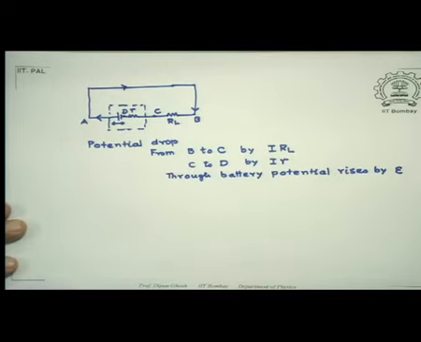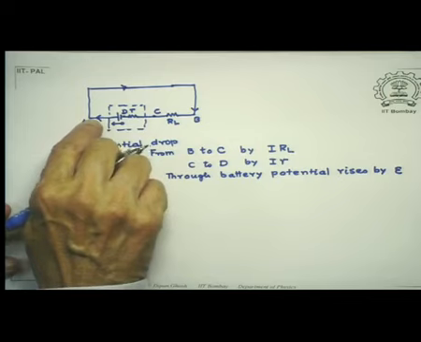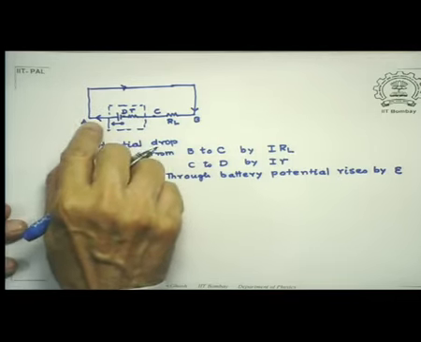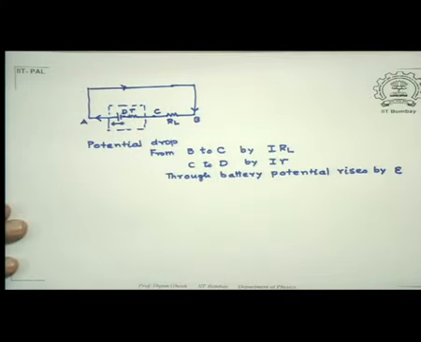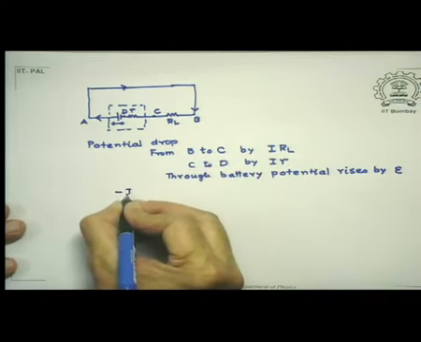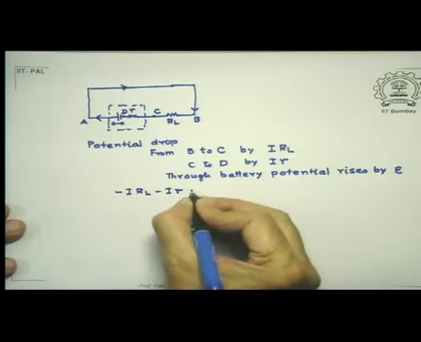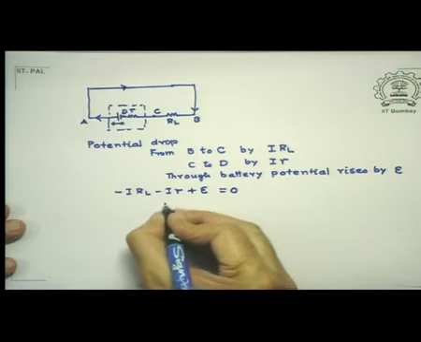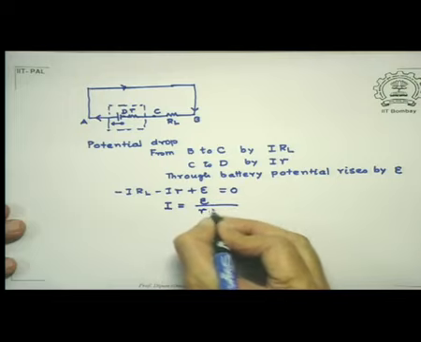So what have we got? Now when I do that, I return back to the point A. So in other words, if I go from A to B through C, D and back to A, this is what happens. I get minus I RL minus I R plus E equal to 0. Which gives me I is equal to E divided by R plus RL.